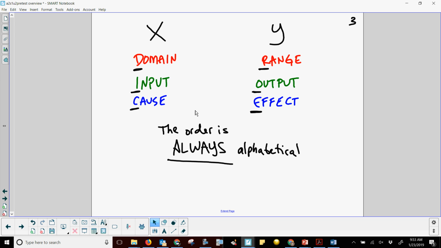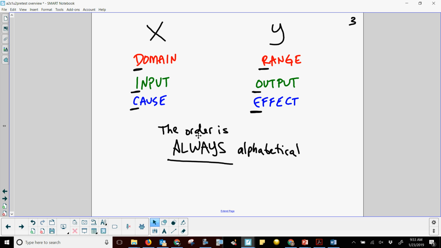Concept 3, just getting an overview of domain and range, input and output, cause and effect, and x and y, and the order you do this is always alphabetical. Domain is your input and x is your input. Like when you have y equals mx plus b, you always plug into x and then figure out y, unless for some reason you're working backwards. But your input is usually x and your output, the range, is usually your y value.